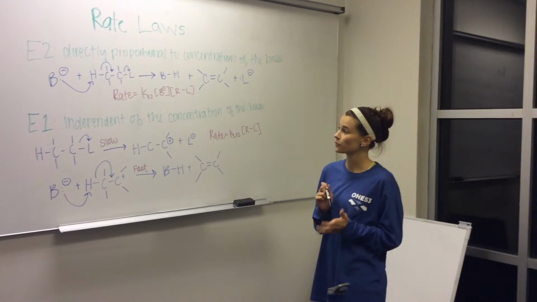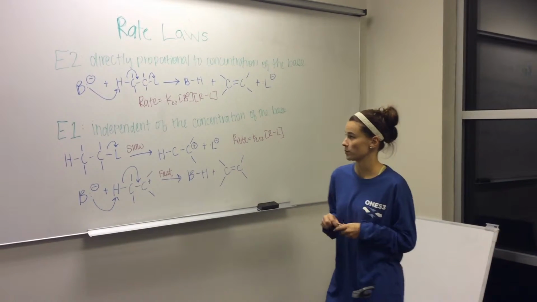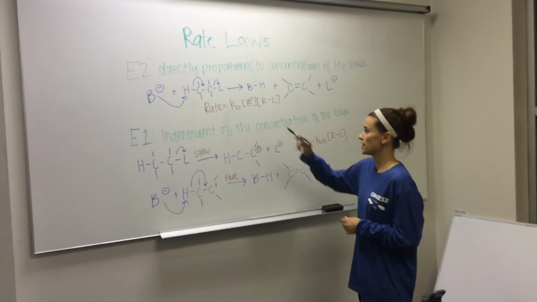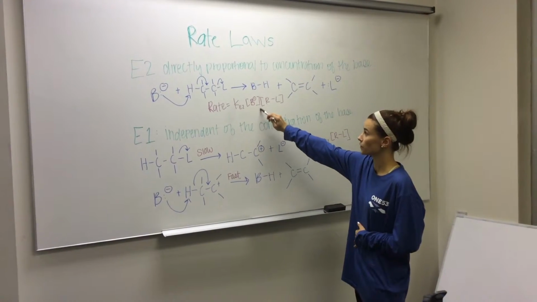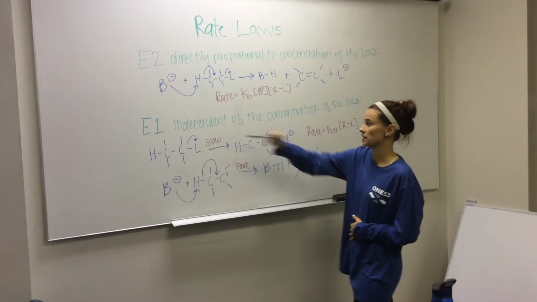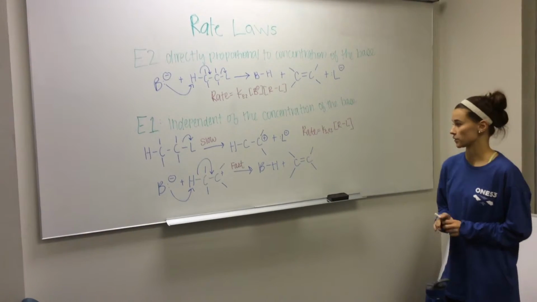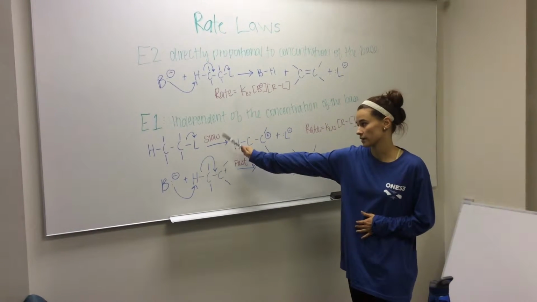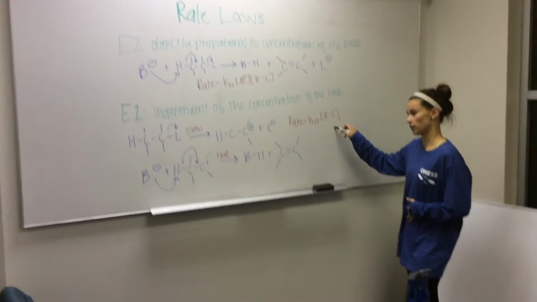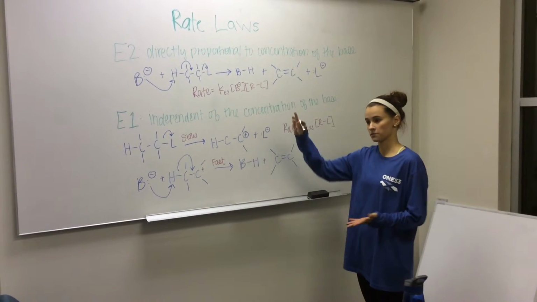As far as rate laws go, in an E2 reaction, the rate is directly proportional to the concentration of the base. So if the concentration of the base increases, then the rate increases. And that is why the base is in the rate law. But when you get to an E1 mechanism, the rate is independent of the concentration of the base. So it basically doesn't matter how much base there is. It only matters how fast or slow the first step occurs. So here, the base is not even in the rate law. It would be in the second step, but that's irrelevant if the first step happens slowly or doesn't happen at all.